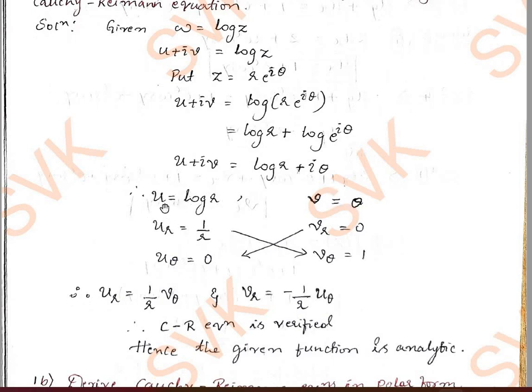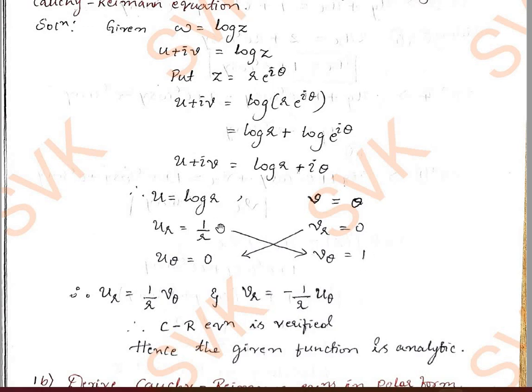So now differentiating u with respect to r and theta partially. While differentiating with respect to r, theta will be treated as constant as there is no term called theta in u. So derivative of log r with respect to r is 1 over r. Derivative of log r with respect to theta partially is 0, there is no term called theta. Differentiation of v with respect to r partially is 0. v with respect to theta is equal to 1.